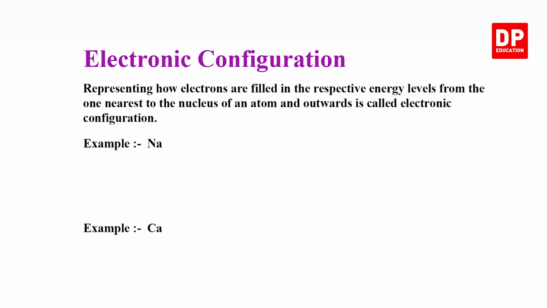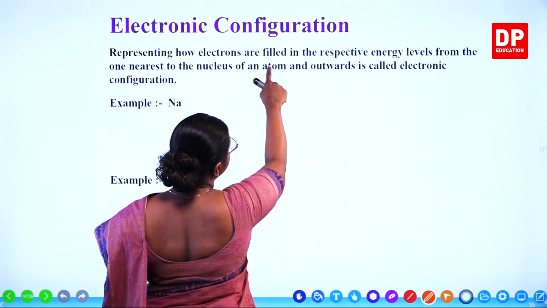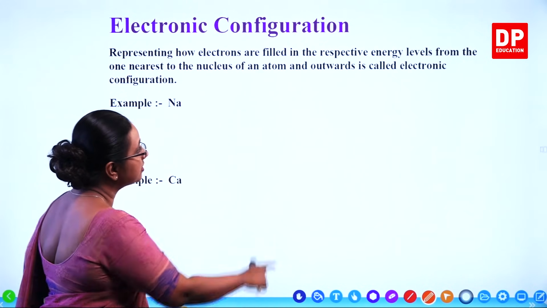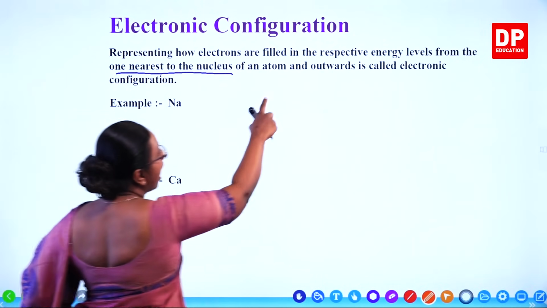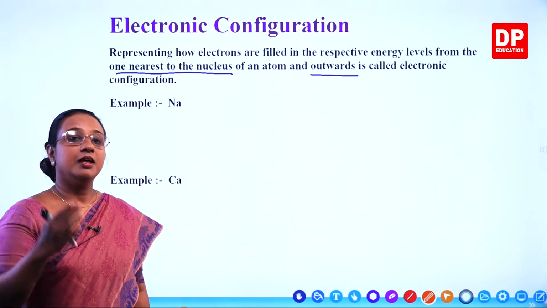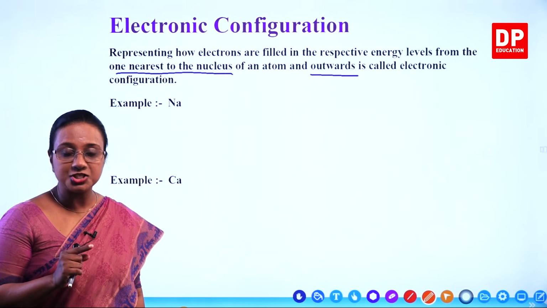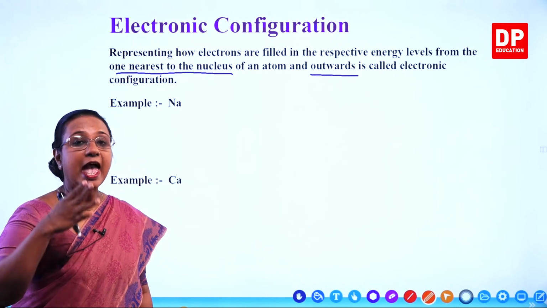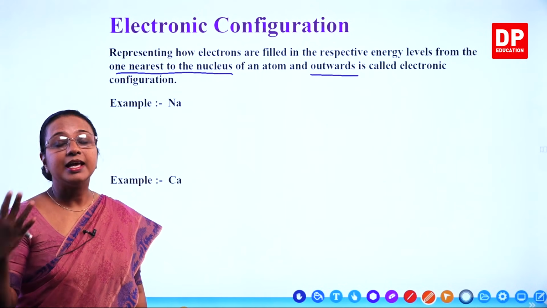So the arrangement of electrons into energy levels of an atom is known as the electronic configuration, representing how electrons are filled in the respective energy levels from the one nearest to the nucleus of an atom outwards. You can remember the energy level, that is the first shell or the K shell, has the lowest energy. And when we move outwards from the nucleus, the energy of the shells increases.